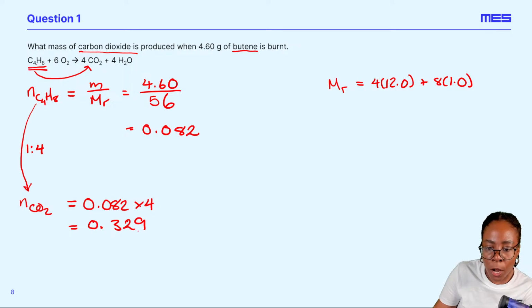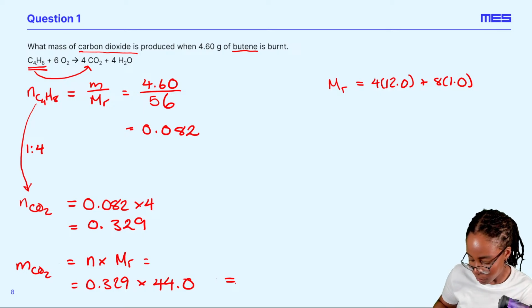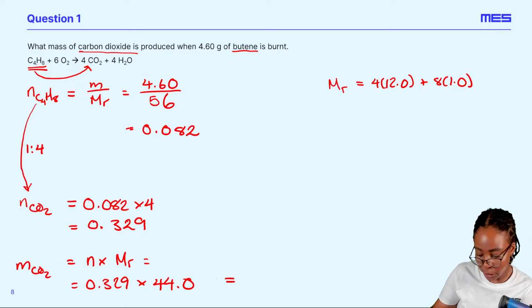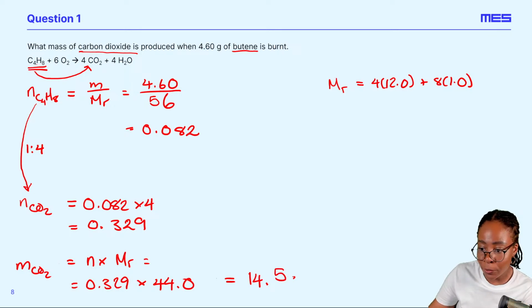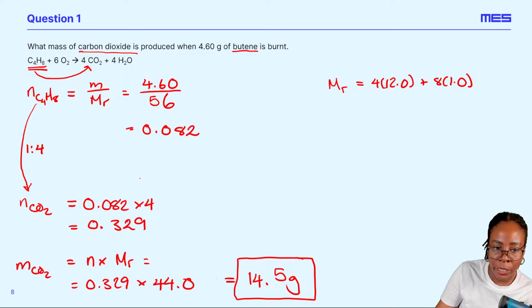Now we've got the moles of carbon dioxide. Of course, we want the mass of carbon dioxide, which is going to be moles times MR. So that's our answer we've just got, keeping everything in our calculator, multiplied by 44, our MR that we figured out earlier, and we get 14.5 grams.